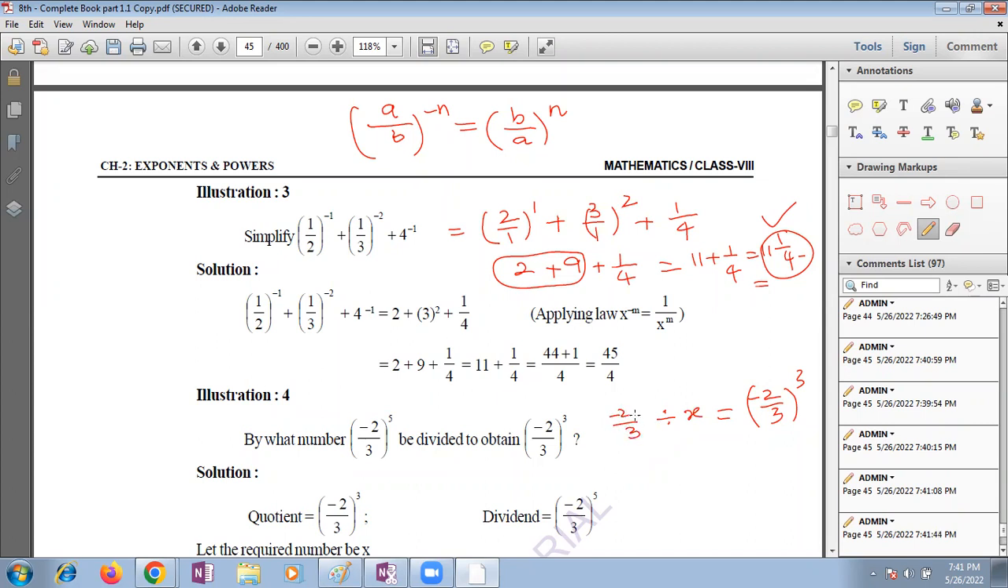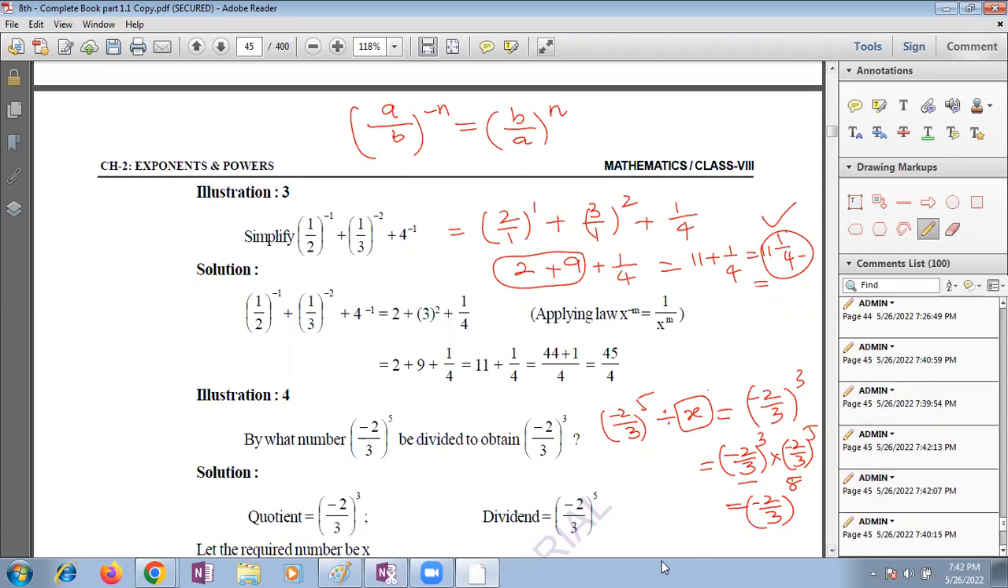(-2/3)^5 divided by x equals (-2/3)^3. If you send it to the other side, it should come under multiplication. So it means (-2/3)^3 multiplied with x equals (-2/3)^5. If bases are the same, you need to add exponents, children, once again. So (-2/3)^8. Will you get a positive or negative result, children? Positive, because the exponent is even. That's all for the day.